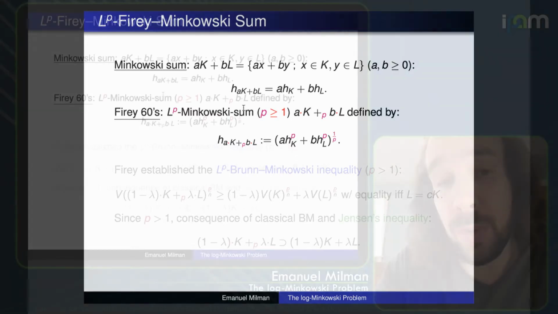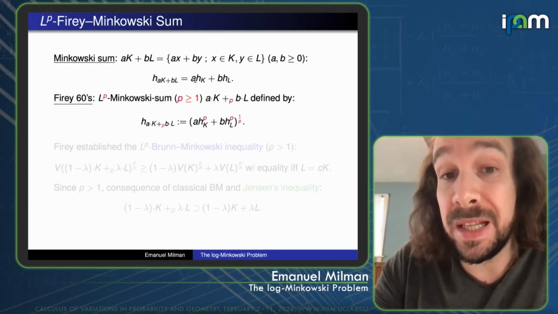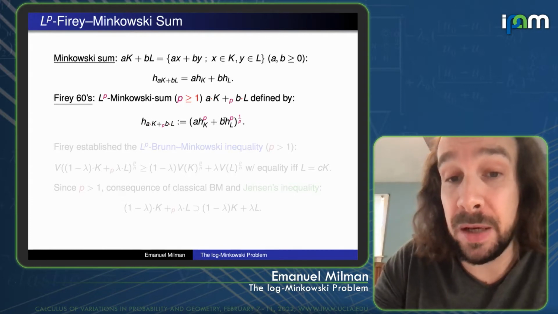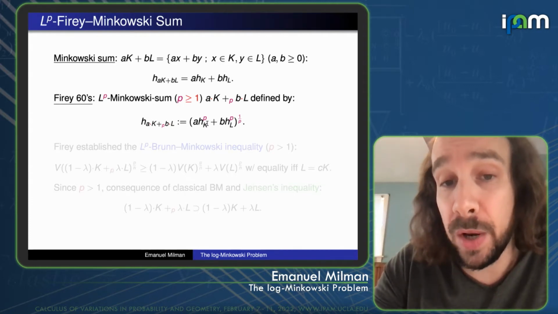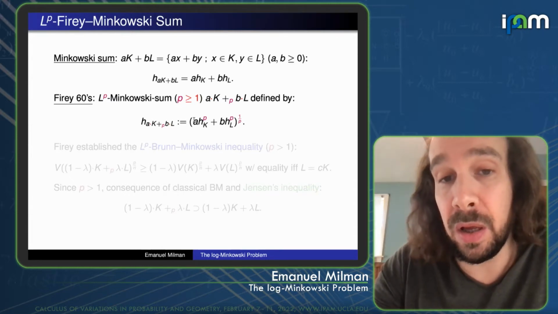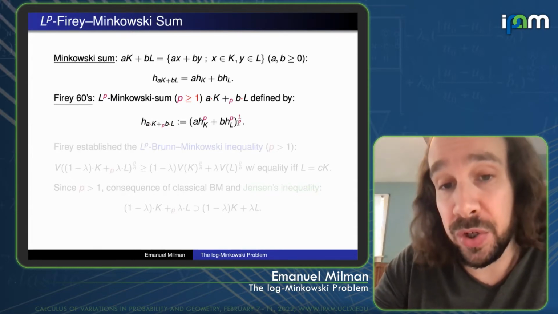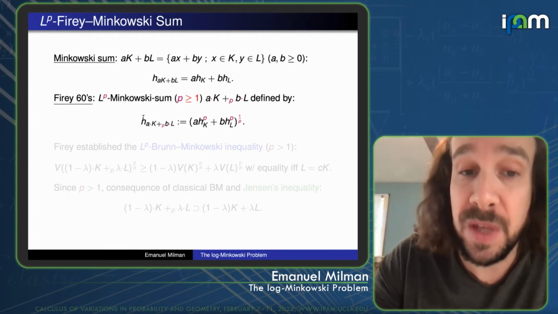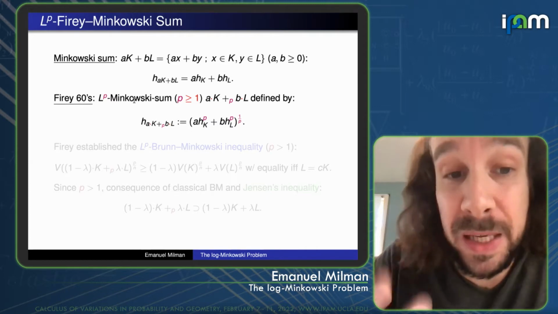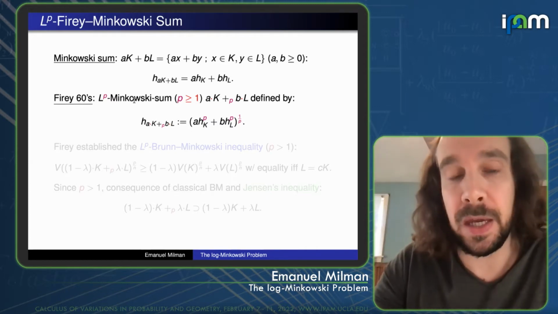Okay, so Firey proposed, instead of using a little L1 combination of the support functions, let's use a little Lp combination here when p is larger than 1. Because when p is larger than 1, you'll see that this is still a one-homogeneous convex function. So it must be the support function of some convex body. And this convex body he called the Lp Minkowski sum of K and L.